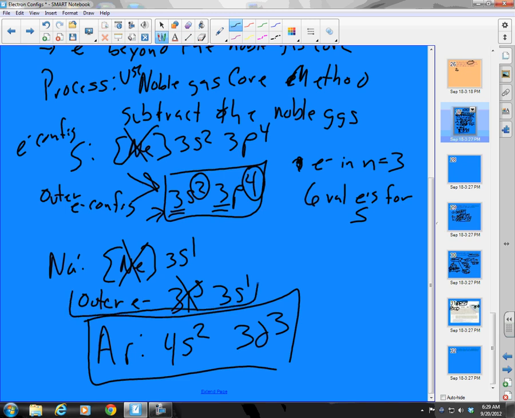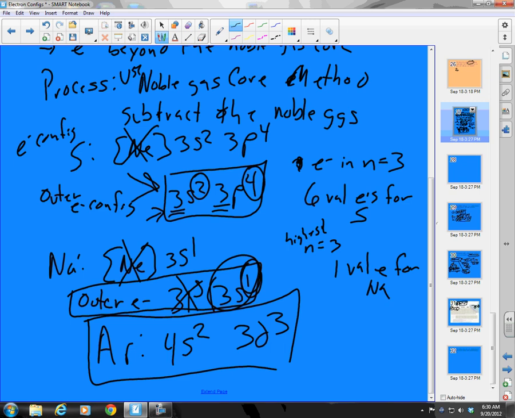Okay, let's look at the outer electron for sodium. Here's my outer electron for sodium. What's my highest N? Well, I only have 3 out here, so my highest N is equal to 3. How many electrons do I have in it? I have 1 electron, so that means I have 1 valence electron for sodium.